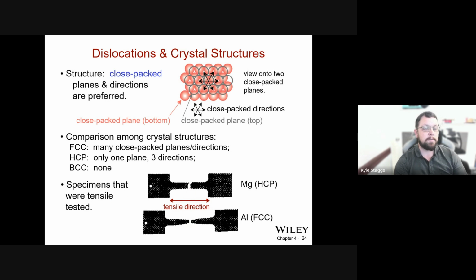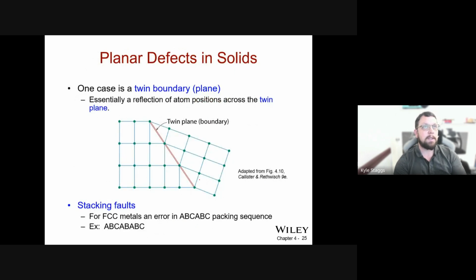So these are specimens that were tensile tested. Aluminum, being FCC, has many different planar directions, and that's why it's able to form that cup and cone. Magnesium, which is hexagonal close packing, is always going to behave, the fractures are always going to be diagonal. And that's a thing that you can't avoid.